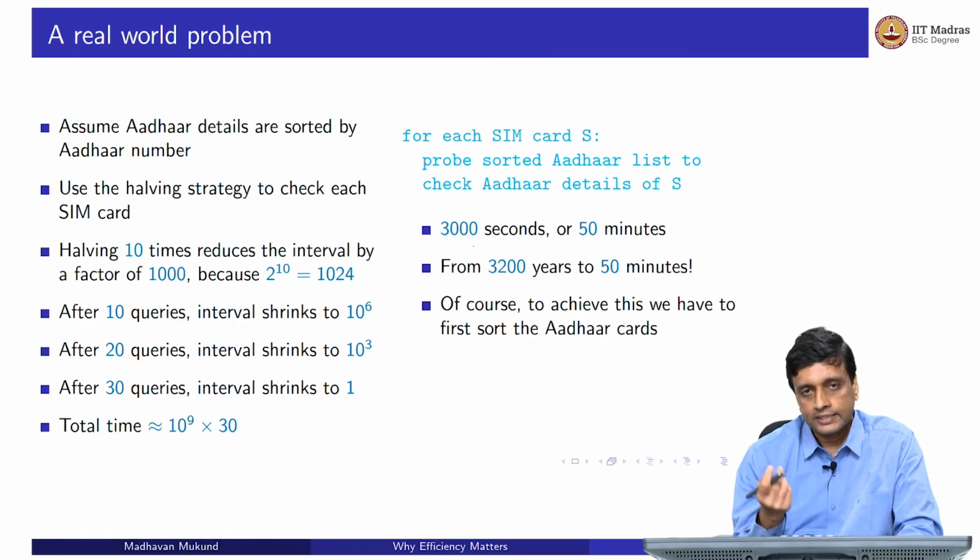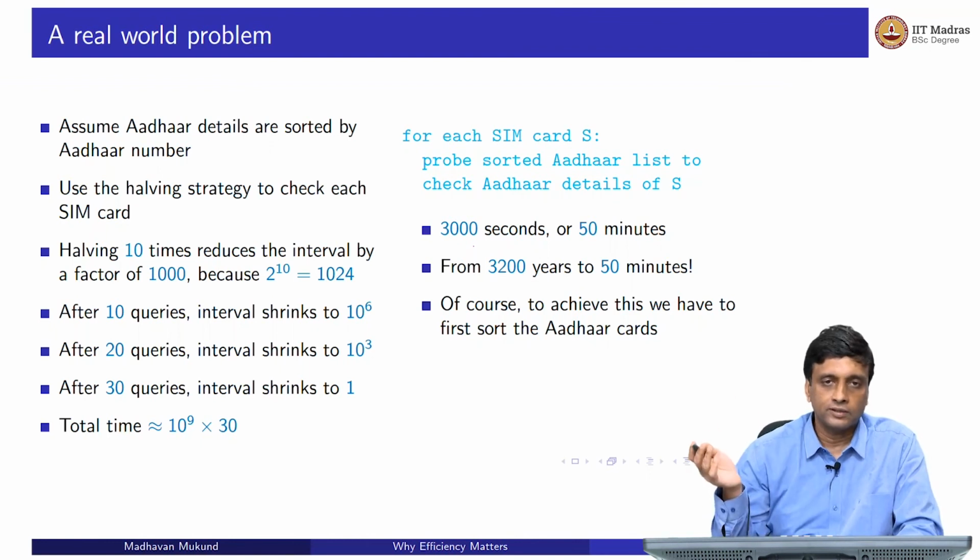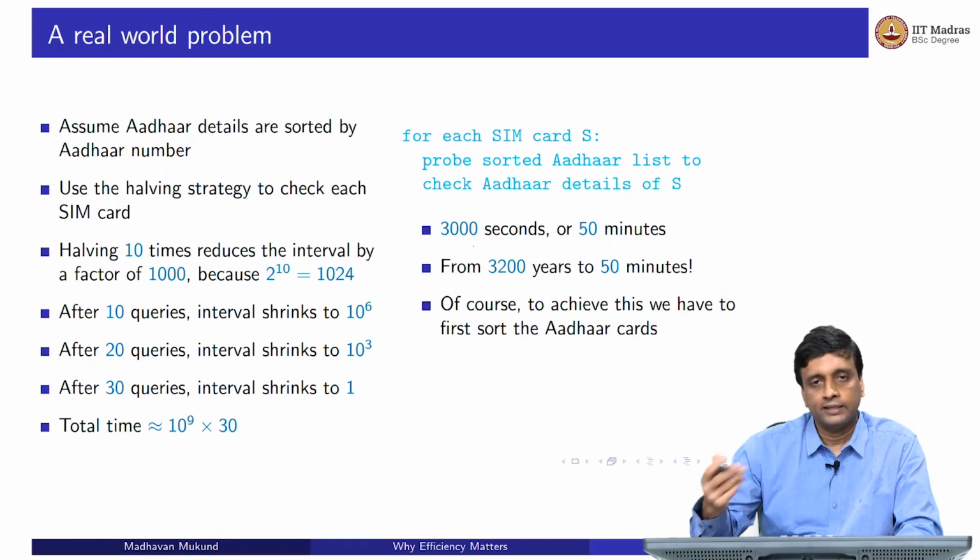So of course there is a step which we have to do, which is to sort the Aadhaar cards, right, because every time somebody creates a new Aadhaar card, this is not a one-time operation. So this Aadhaar card list has to periodically be resorted, because new Aadhaar cards keep getting added to this list. So we need an efficient way to sort the Aadhaar cards, which we are not discussing now. Assuming that this sorting does not take 3000 years, because if it did, then we are anyway doomed. But assuming we can also sort the Aadhaar cards in some reasonable amount of time, then we can apply this halving trick to solve this problem in 50 minutes, right.